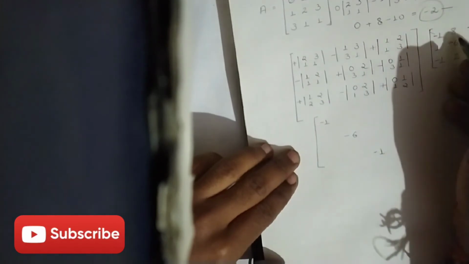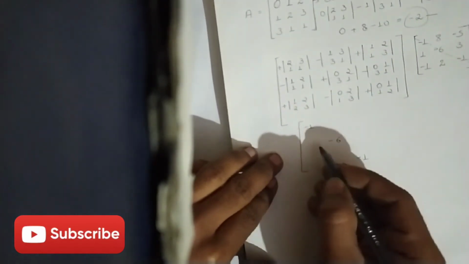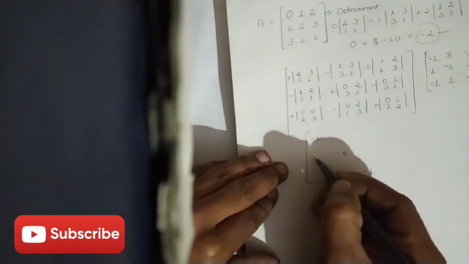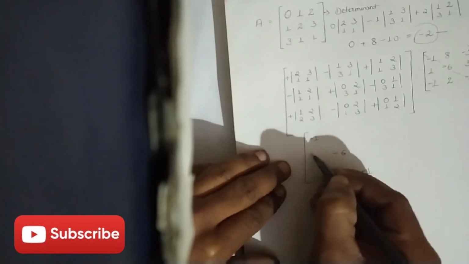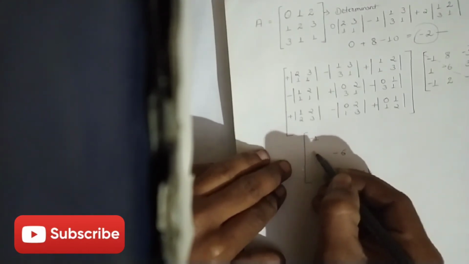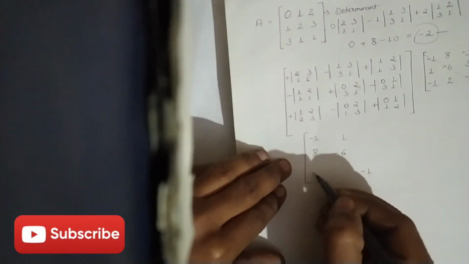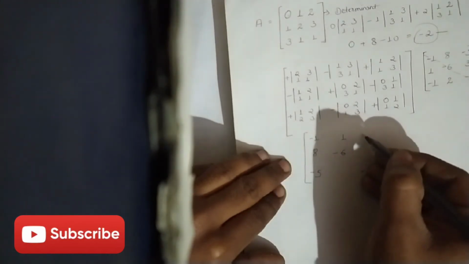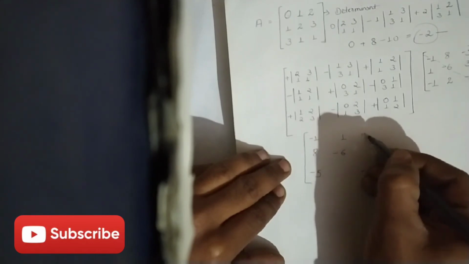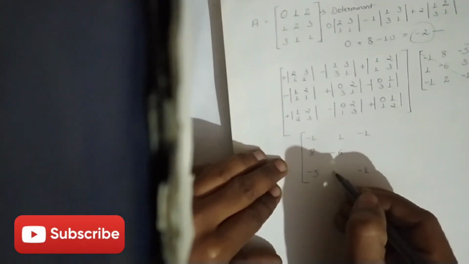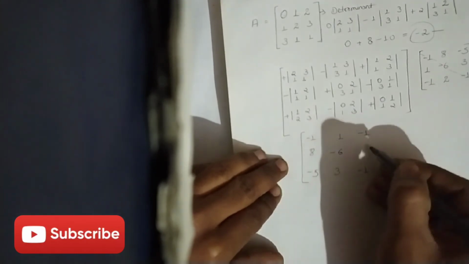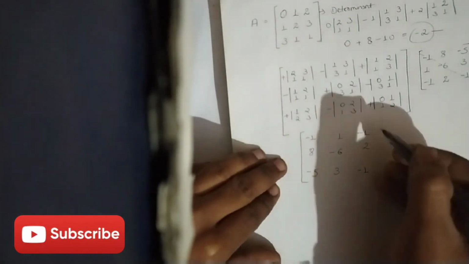So we will change these numbers, like we are going to change this 8 with 1. In the place of 1 we will write 8, and at the place of 8 we will write 1. Again, at the place of minus 1 we will write minus 5, and at the place of minus 5 we will write minus 1. And at the place of 2 we will write 3, and at the place of 3 we will write 2. So that's it.